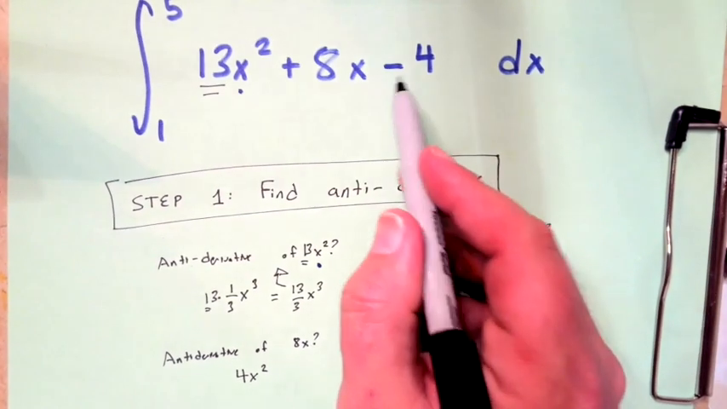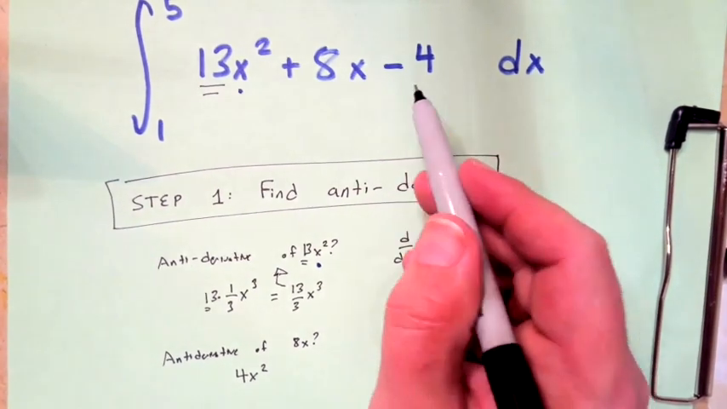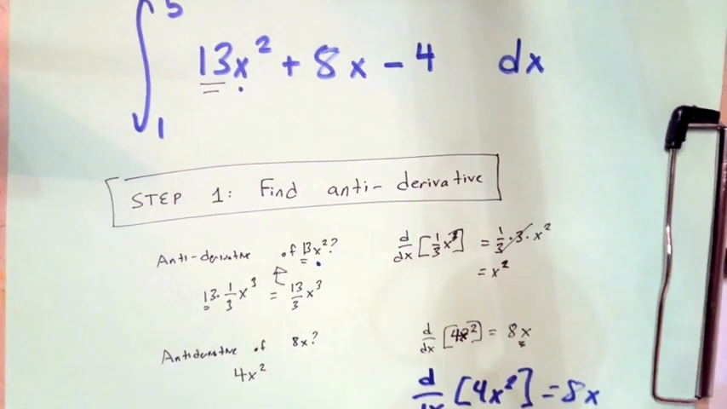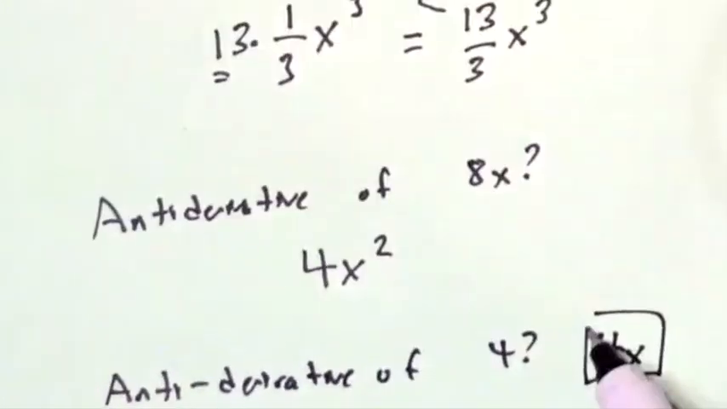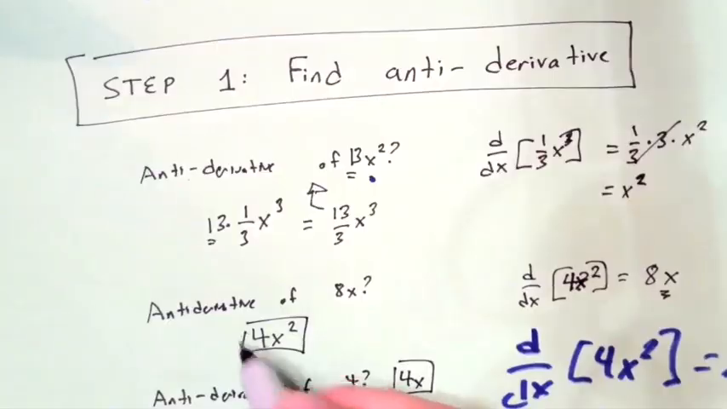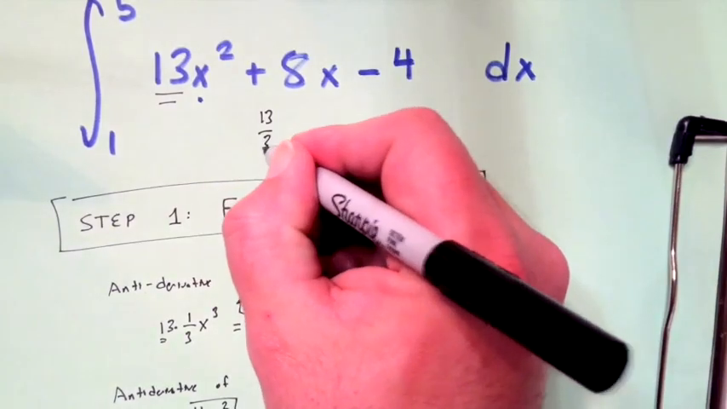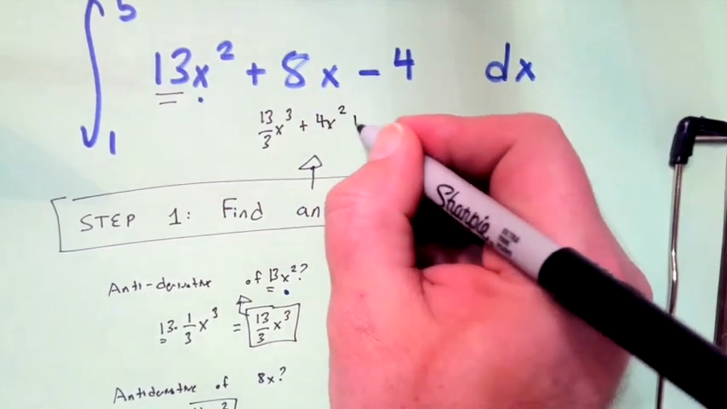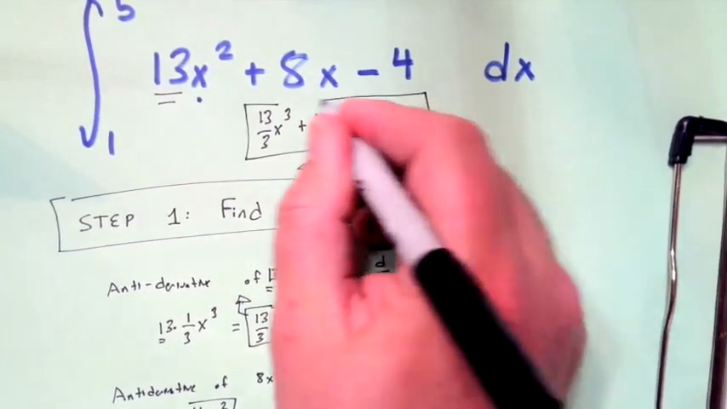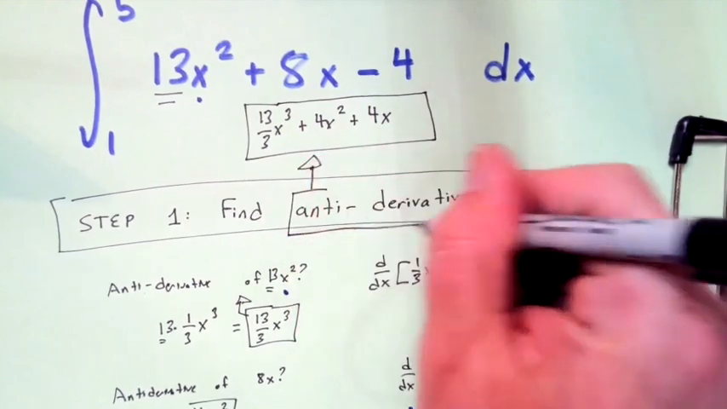Finally, if we look at the antiderivative of minus 4, or just 4, we have to think backwards. The antiderivative of 4 would be 4x. So I have these three pieces. An antiderivative of this function would be 13 over 3 x cubed plus 4x squared plus 4x. I am not done, I have just found the antiderivative.